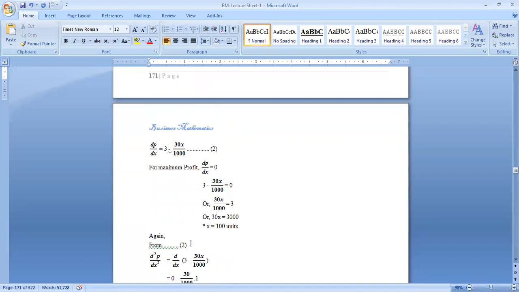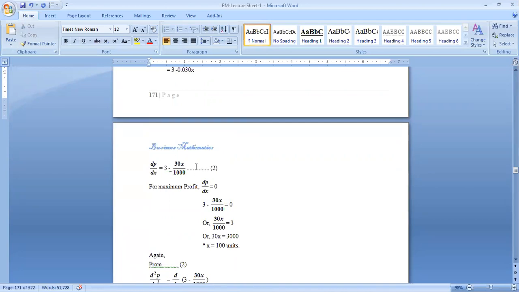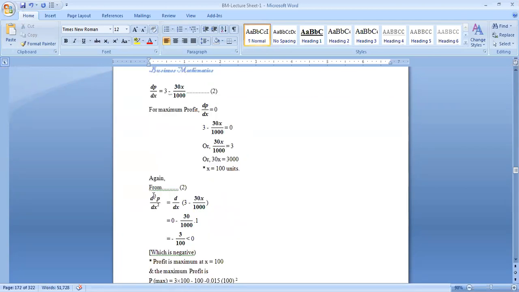Again differentiating equation 2, we get the double differentiation, that means the second differentiation. d²y/dx² looks like d²P/dx², equal to d/dx of 3 minus 30x divided by 1000. Taking d/dx on both sides of 2, the second derivative can be written like this.